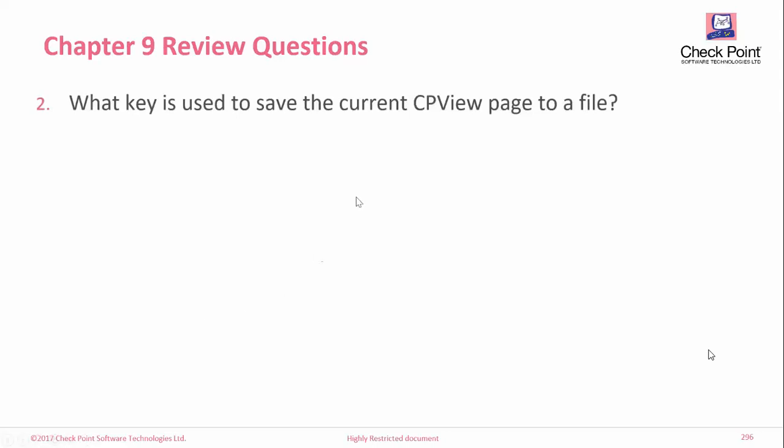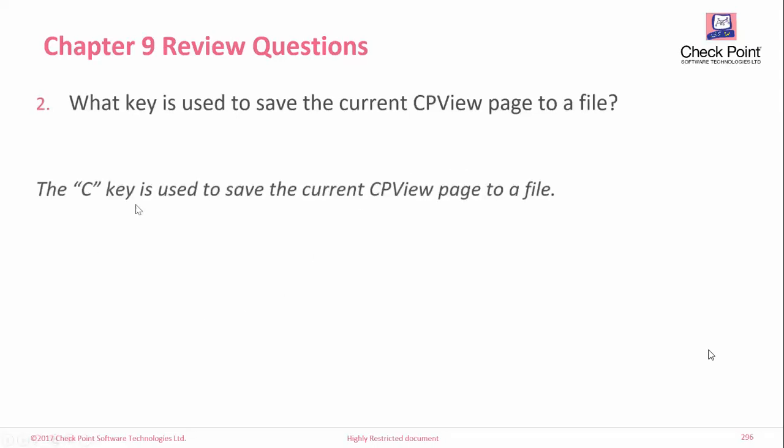Which key is used to save the current CPView page to a file? That's the capital C, the Shift key. We'll save that to a file. Then it's in the home admin directory there, so you can just go into expert mode and then go down to that directory and then just cat that. Then you can do your LS and look at the files, and whichever one you want to bring up, you can just cat that file and it'll bring it up.